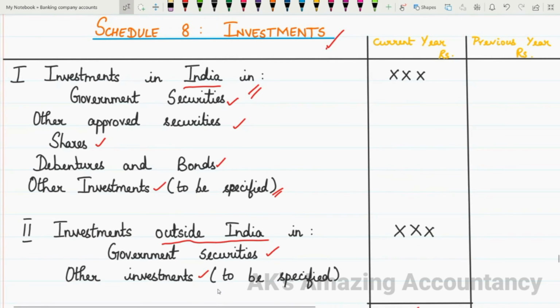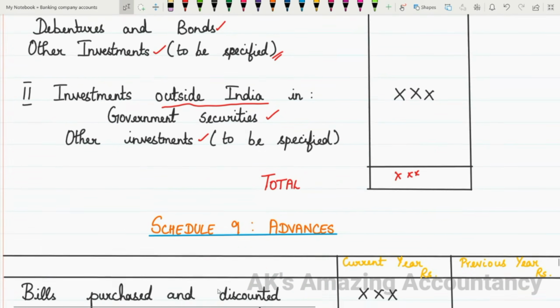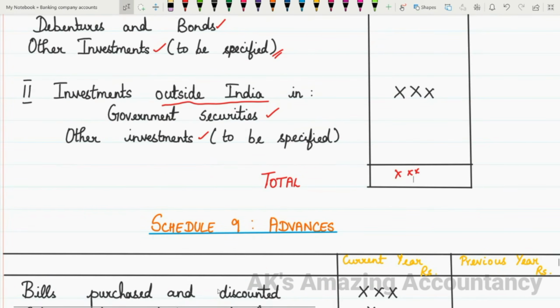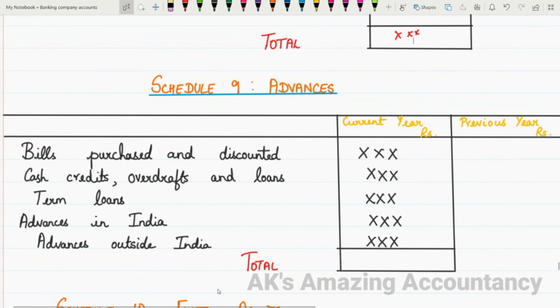So Schedule 8 is for investments. Okay, now let us proceed with the next schedule. The next schedule we have is Schedule 9. Schedule 9 is for advances. So what is the heading for Schedule 9? It is for advances. So let us see what all will come under Schedule 9, advances.